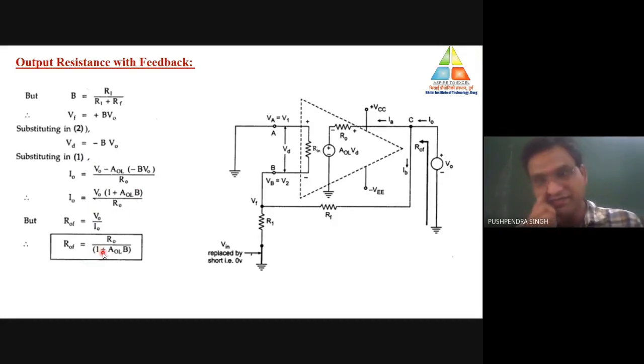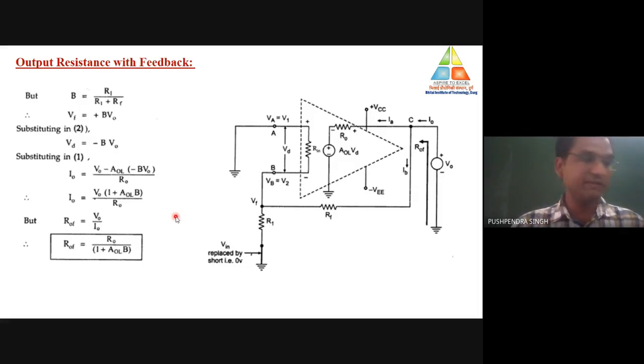So what is output resistance with feedback? Output voltage divided by output current. Taking total output voltage common, the value of V0 divided by I0 is R0 divided by 1 plus AOL into B. So this is how we can calculate the output resistance with feedback. One thing to note here: output resistance with feedback, in the case of both inverting amplifier and non-inverting amplifier, this derivation is the same, and this formula is also the same, whether it is voltage series feedback or voltage shunt feedback.